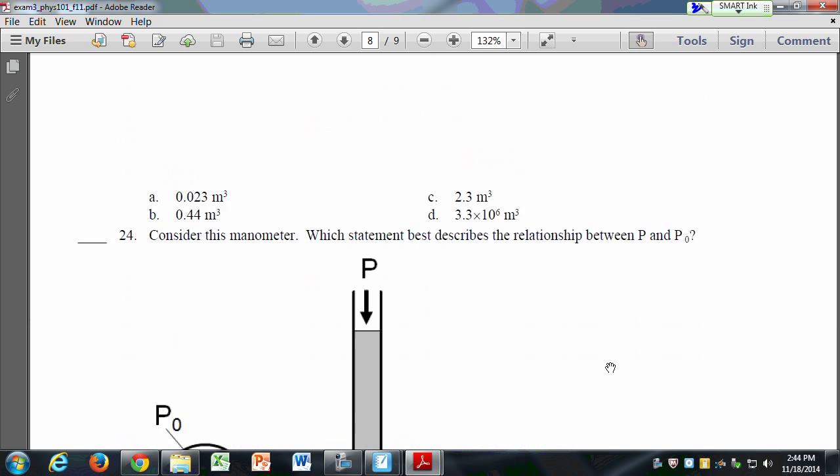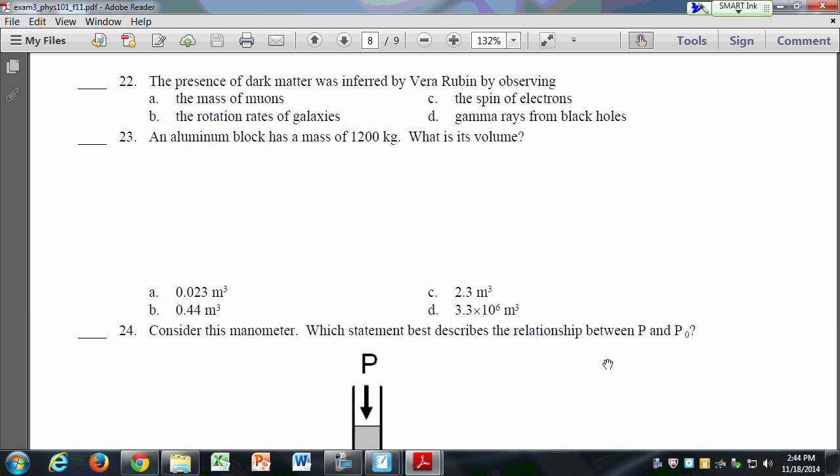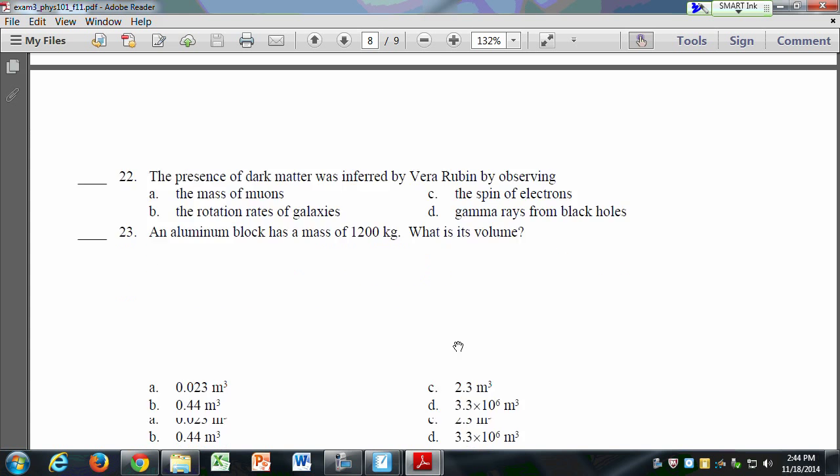Let's see. No dark matter. So none of that business about dark matter.